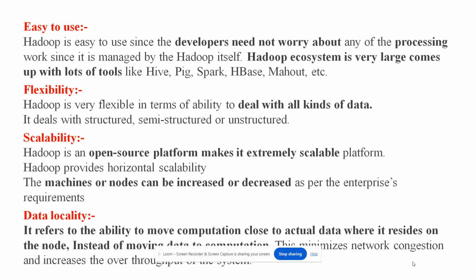Data locality. It refers to the ability to move computation close to the actual data where it resides on the nodes, instead of moving all the data to a certain device. So the data in the network also reduces, the traffic reduces. So this minimizes the network traffic over there.